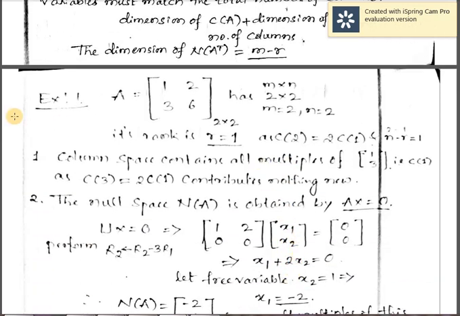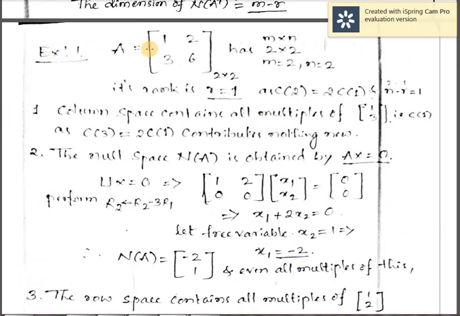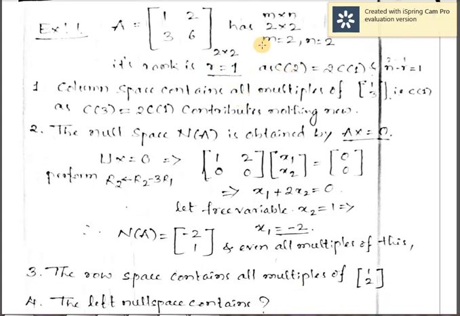Now let's take an example to understand this. Now let's take A is equal to 1, 3, 2, 6. It is a square matrix. Now as we can see, the second column is the multiple of the first one. If I multiply this by 2, I'll get the second column. So the rank of this matrix is 1. As column 2 is 2 times column 1. And n minus r, n is the number of columns, which is 2, and r is 1, so it is 1.